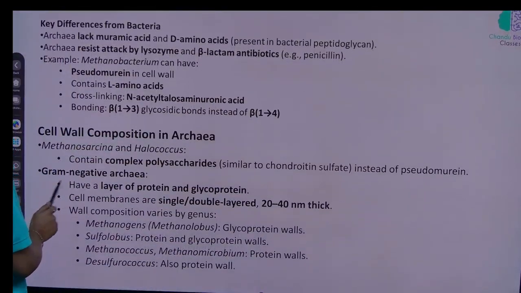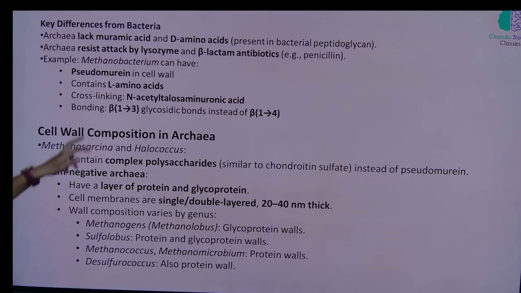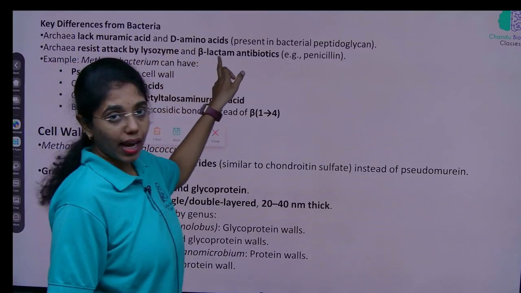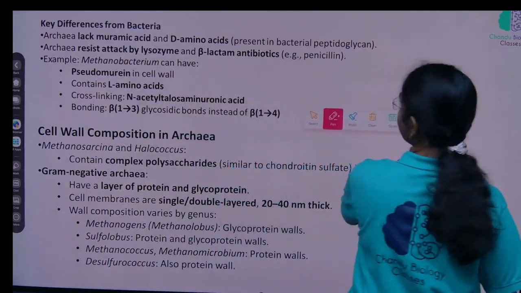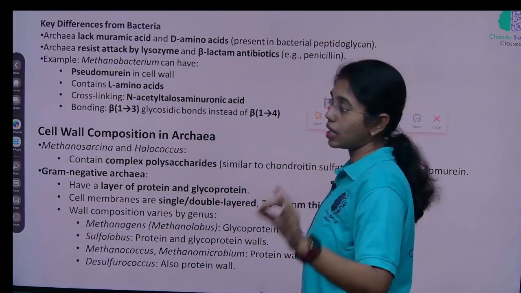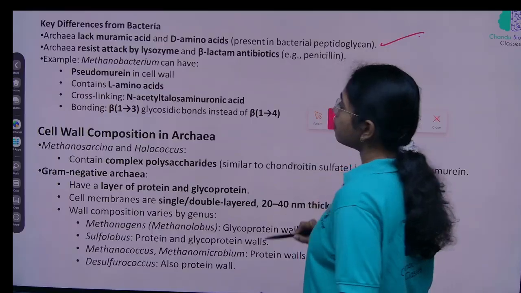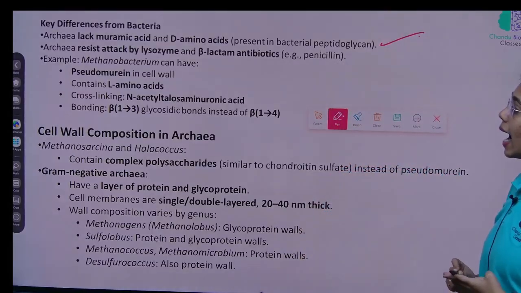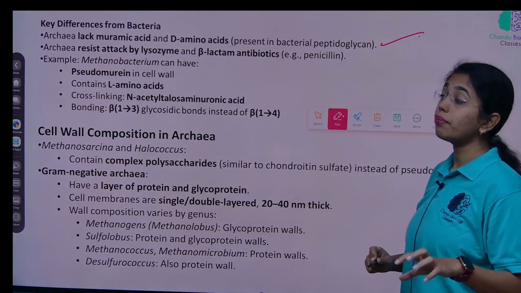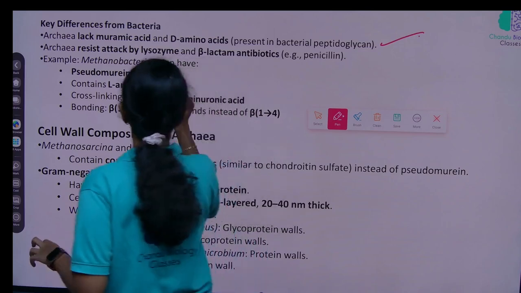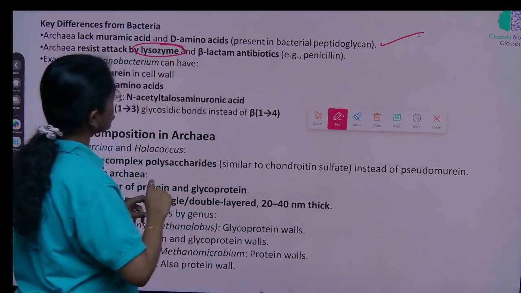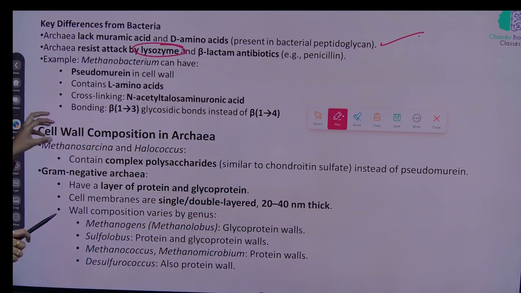Now, what are the key differences of archaea from bacteria? We will highlight. Archaea lack muramic acid and D amino acids, as I told you. D amino acids and muramic acid are absent in the cell wall of archaea. That is the major point. Second, archaea resist the attack by lysozyme, which is released by viral particles or bacteriophages.